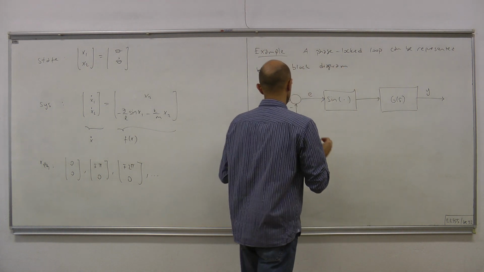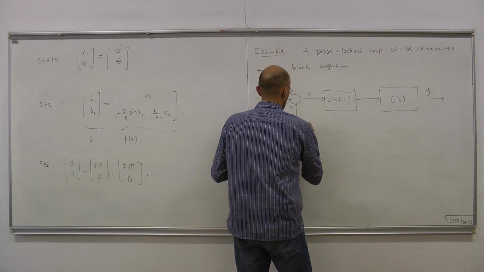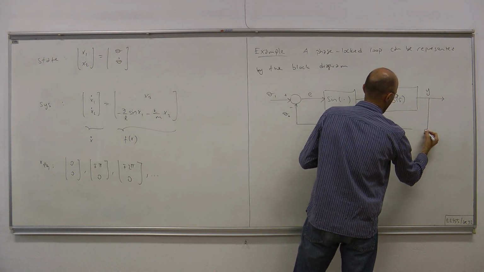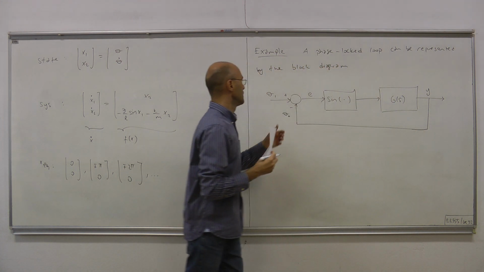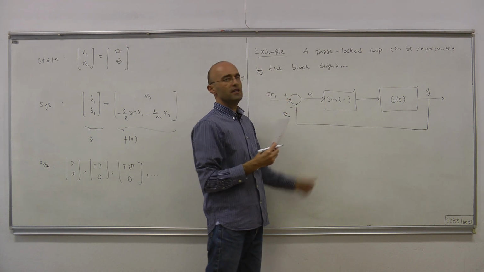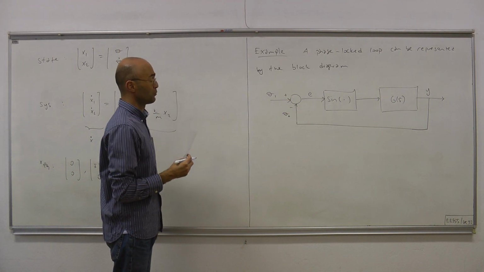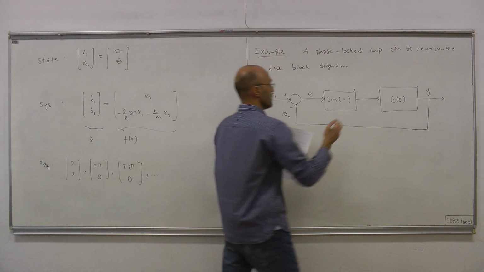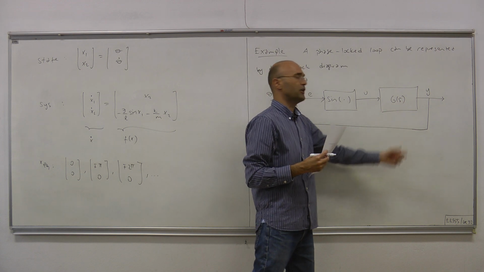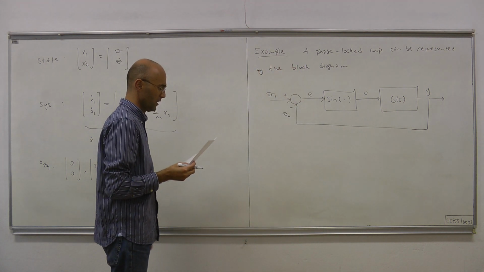And then that output is fed back to the starting point to produce the error. So this signal we can call the input to this linear block, G of s.